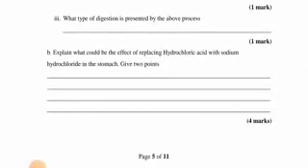Explain what could be the effect of replacing hydrochloric acid with sodium hydroxide in the stomach. Give 2 points. What is the function of hydrochloric acid in the stomach? Hydrochloric acid in the stomach will break down bones, create a medium for the work of enzymes, and kill bacteria and germs.